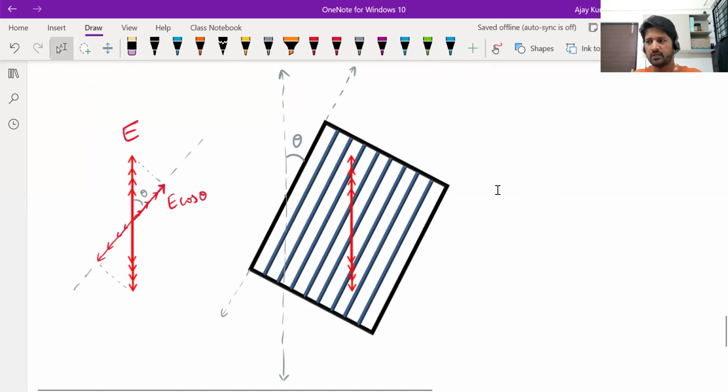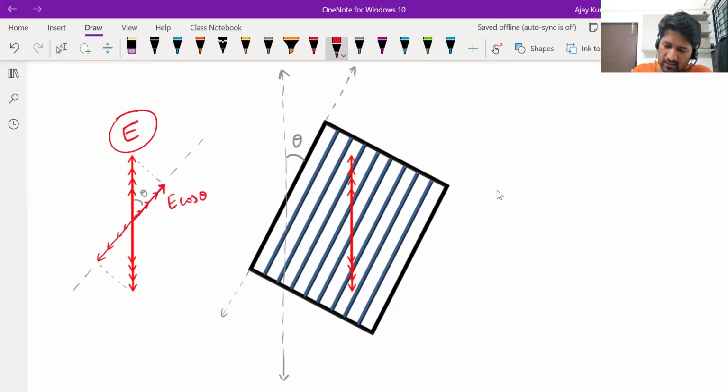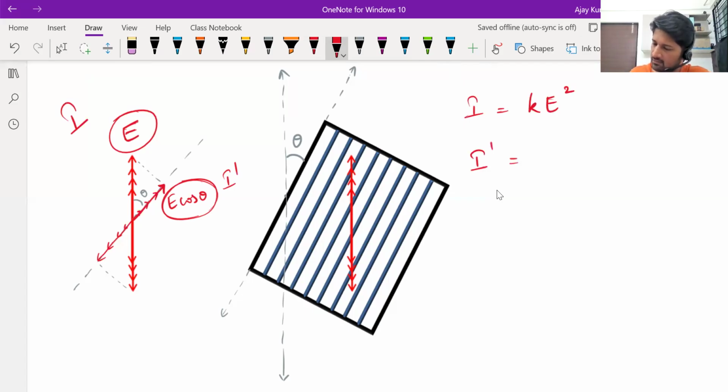Yes, sir. So basically what we are doing is, light which has been polarized in the y direction, we are polarizing it in some other direction now. But when you do that, you will lose some more intensity. Let's say the incident polarized light had an intensity I. Then the light that comes out of the Polaroid will have some other intensity now. And we know intensity is proportional to the square of the amplitude of the electric field. So I you can say is K E square. And the intensity that comes out, you can call it I dash, will be K E cos theta whole square.